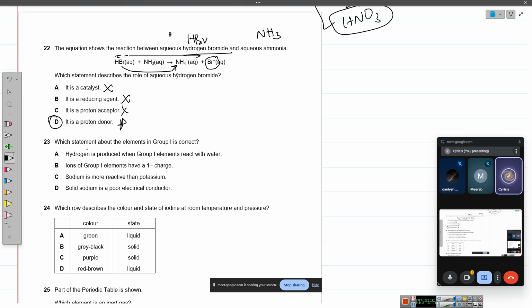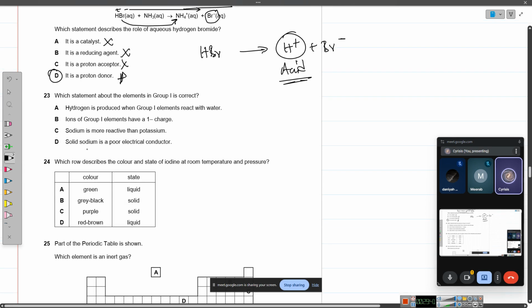It's a proton acceptor, proton donor, right? It donated this, right? So HBr in water will give you H+ plus Br-, hence we call it an acid, a proton donor. Arrhenius concept, right? Again, the acid base sheet that I've sent you.